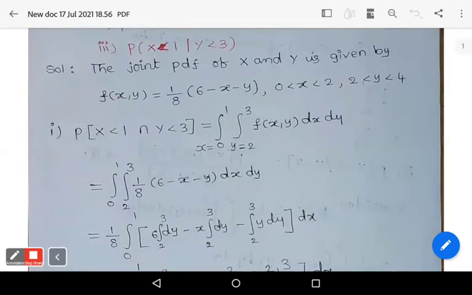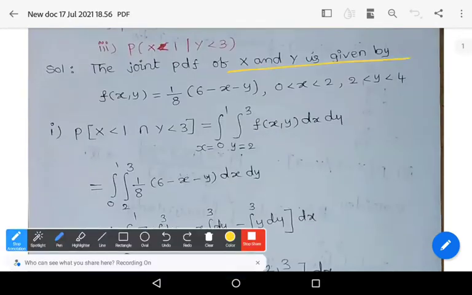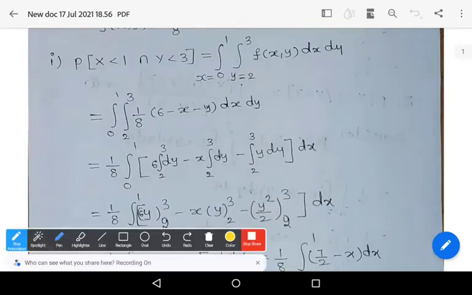The joint PDF of x and y is given by f(x, y) = 1/8 (6 - x - y), where x lies between 0 and 2 and y lies between 2 and 4. Now let us find the first condition. Probability of x < 1 intersection y < 3 is equal to the integral x = 0 to 1, integral y = 2 to 3, f(x, y) dx dy.